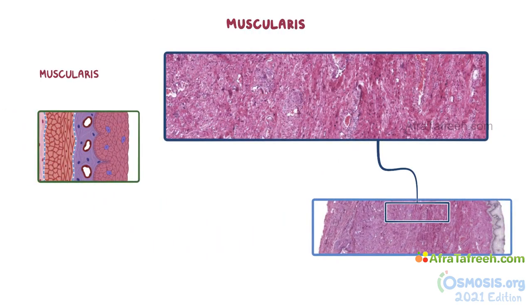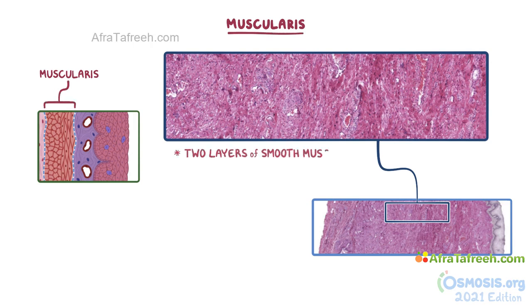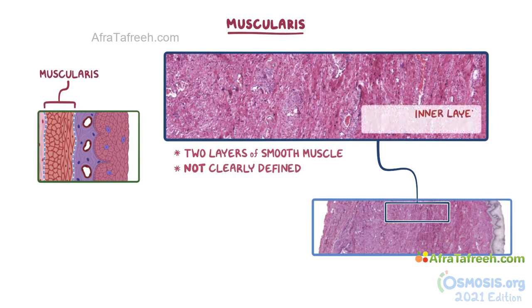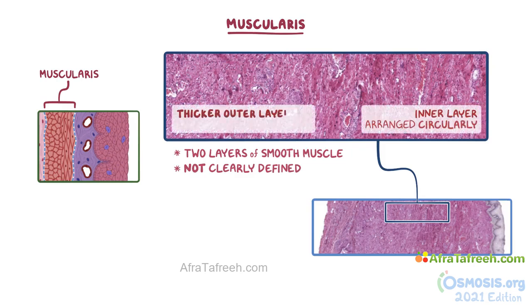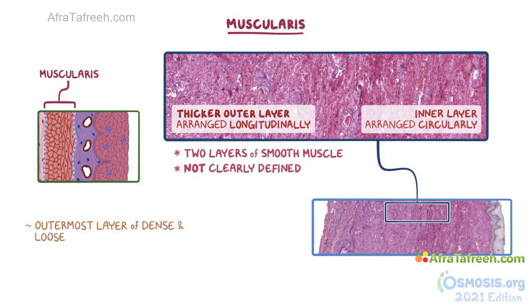The next main layer of the vaginal wall is the muscularis, which consists of two layers of smooth muscle that are not clearly differentiated or defined. The inner layer is arranged circularly around the vaginal canal, and the thicker outer layer is arranged longitudinally. Just outside of the muscularis is the outermost layer of dense and loose connective tissue called the adventitia, but this layer is often not included in histologic images of the vaginal wall.